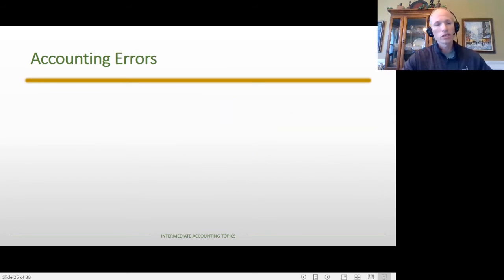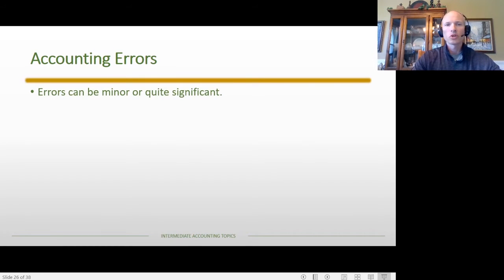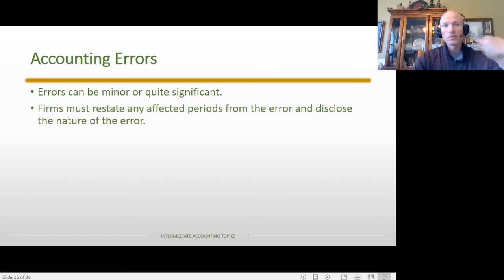Now, accounting for errors is something we're going to spend more time on in this class, and there will be a problem on the test. So there's going to be a change in accounting principle and a change in accounting error. A combination of those two. There's going to be two different problems, and those are the two types of problems you're responsible for. So errors can be minor or significant.